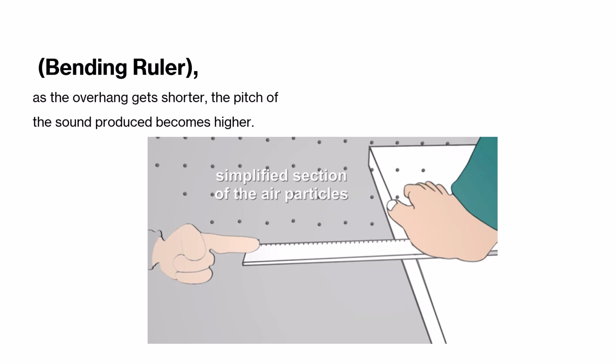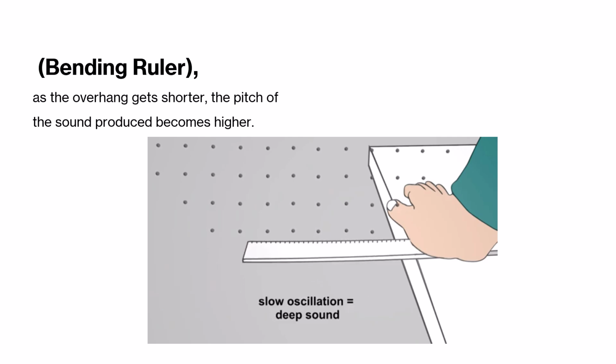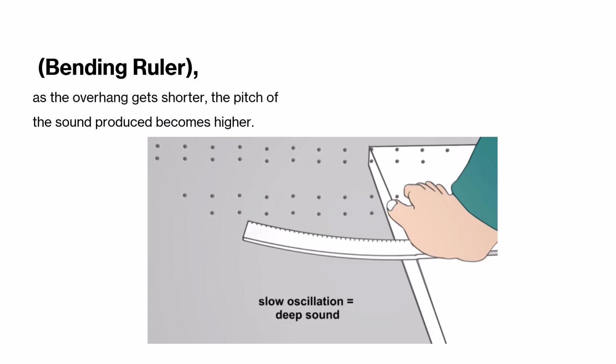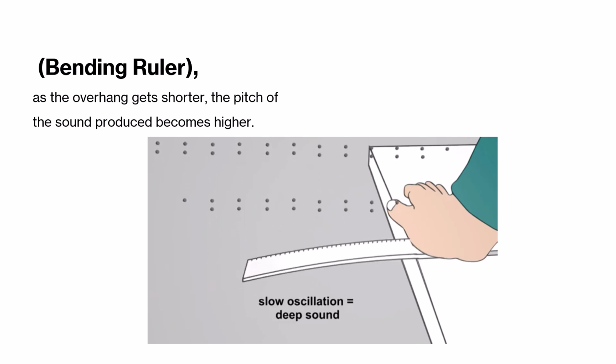First, the ruler lies on the table so that a long piece protrudes. If you deflect it, the ruler swings back and forth relatively slowly and slowly hits the surrounding air particles. These relatively slow oscillations are then transmitted to our eardrum in the ear, and we hear a deep sound.